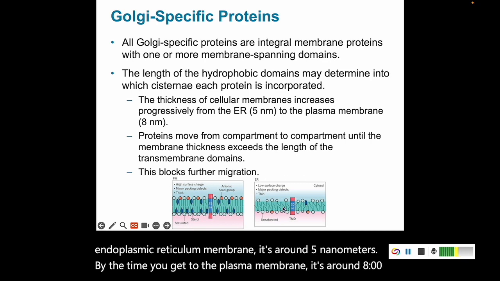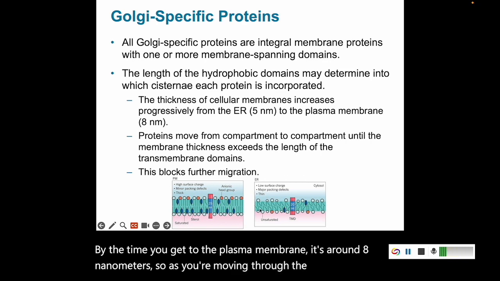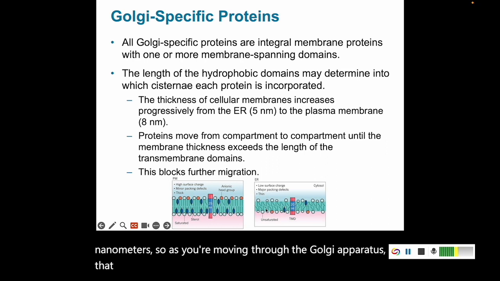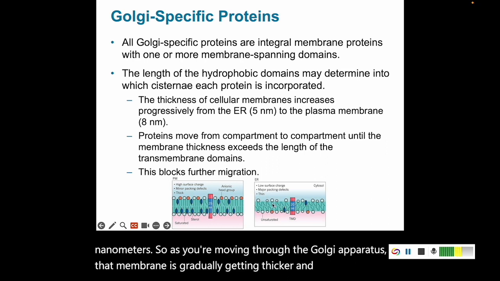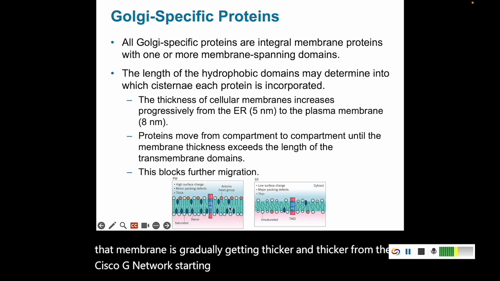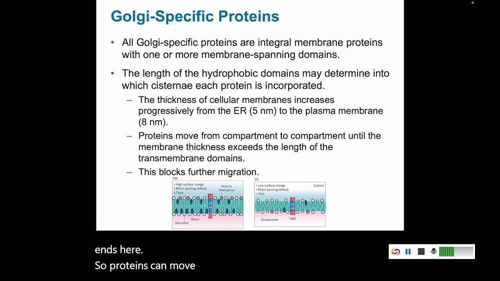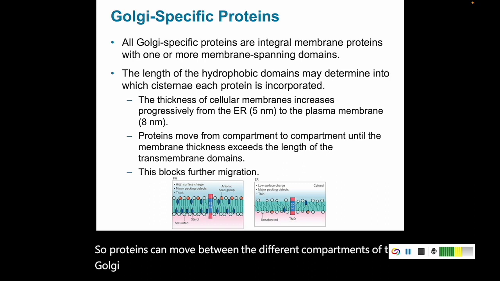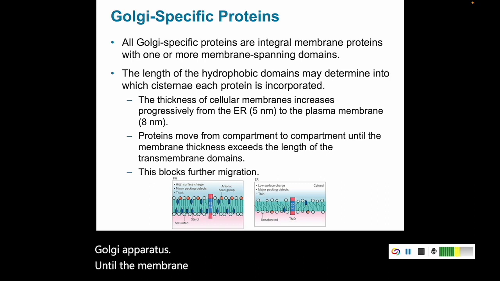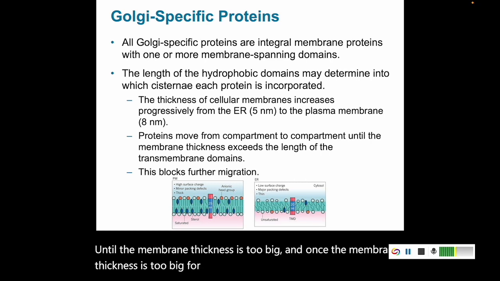So as you're moving through the Golgi apparatus, that membrane is gradually getting thicker and thicker from the cis-Golgi network, starting here, to the trans-Golgi network, which ends here. So proteins can move between the different compartments of that Golgi apparatus until the membrane thickness is too big. And once the membrane thickness is too big for the transmembrane domains, that stops that protein from moving on.